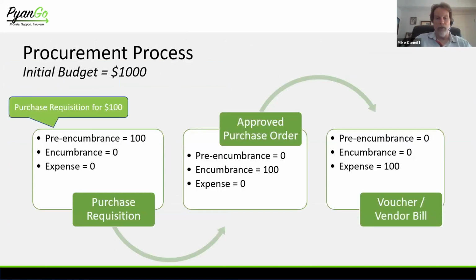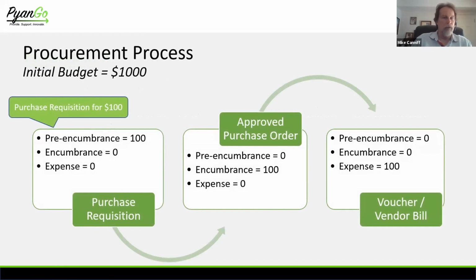All right, so let's take a little bit of a deep dive into the procurement process. Say I have an initial budget of $1,000. I do a requisition for 100, and then I approve that requisition. It was a pre-encumbrance. Then when it becomes a purchase order, it becomes encumbered or obligated. And then finally, it becomes a voucher or a vendor bill in the system and it's expensed. Do you want to enforce it as soon as the PR is created? In that case, yes, it's 900.